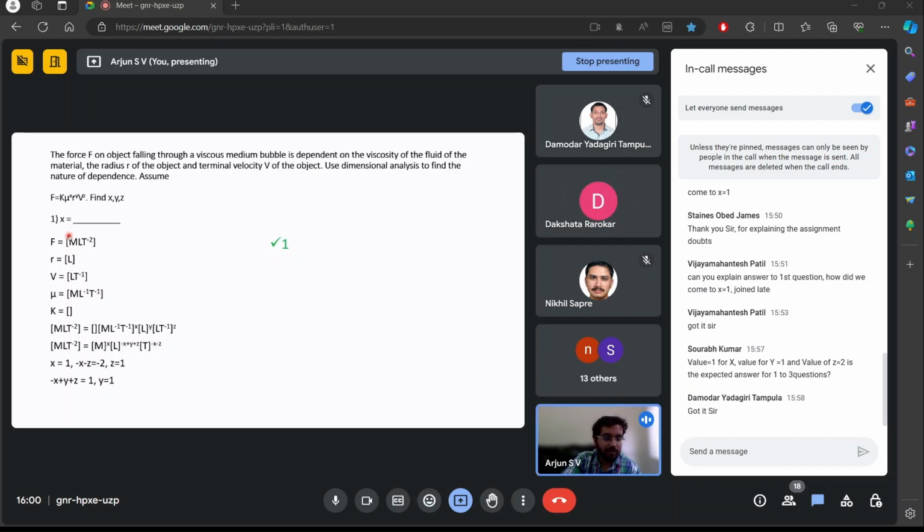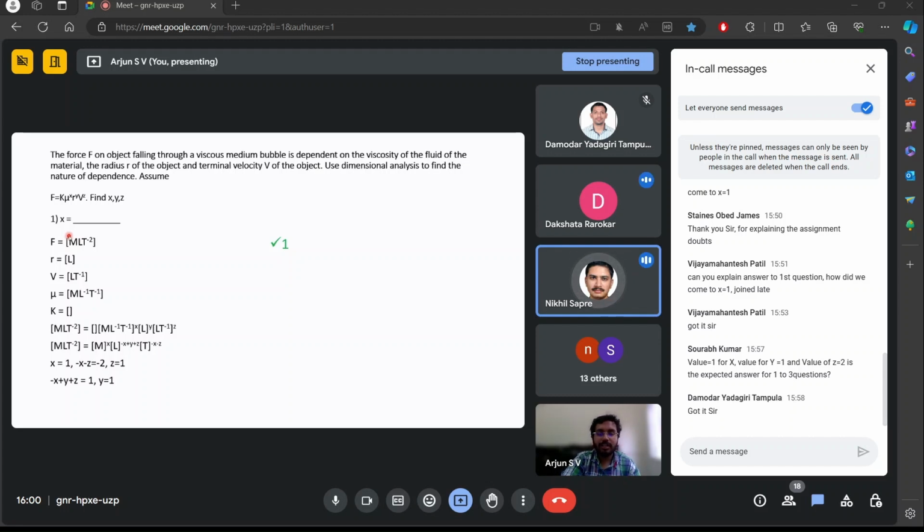Saurabh, so the value of z will be 1 only, not 2. So the value of y is... No, y is 1. It means 1, 1, 1. Yeah, so for all three, it is 1. 1, comma 1, comma 1. That is what sir means, I think. Yeah, so he has just written.